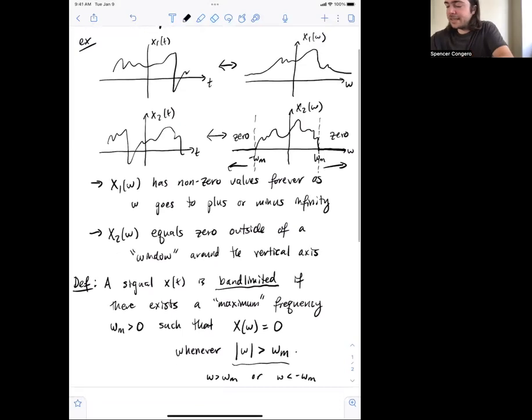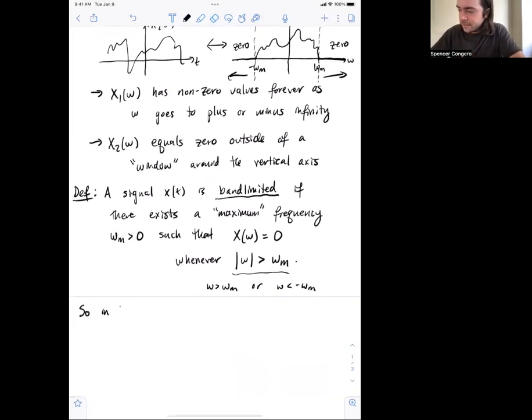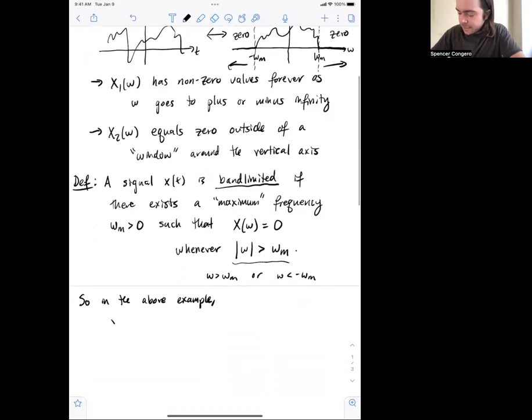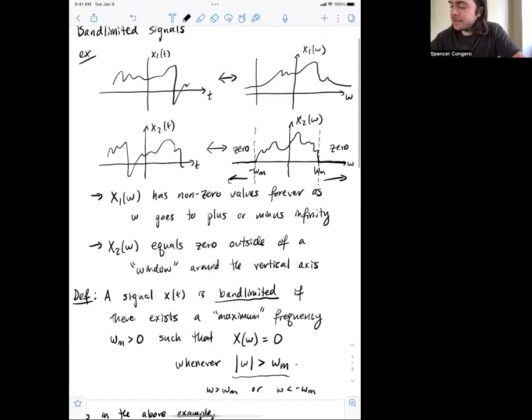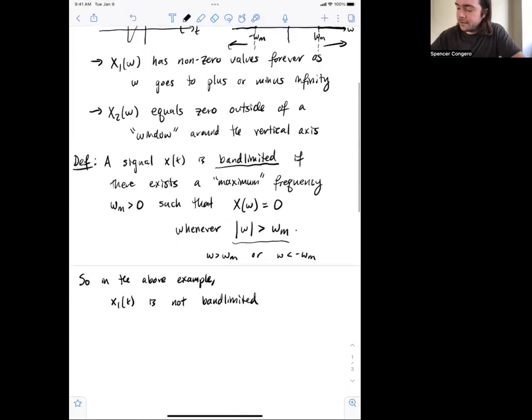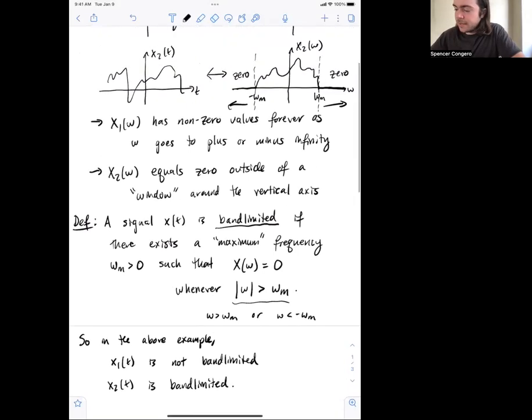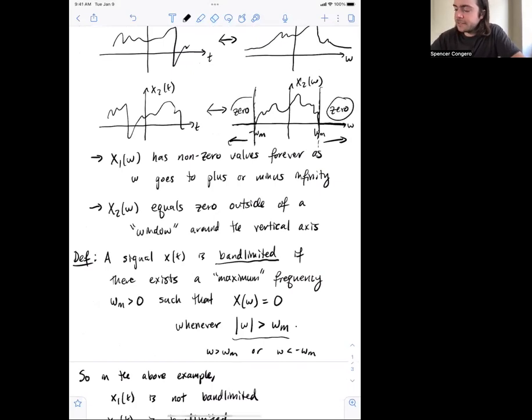Okay, so let me just write down what I said about that example. So in the above example, x1 of t, as we were just saying, is not band limited, right? Because I can't put any bars and have my function be 0 outside of it. There's always places outside of it where it's non-zero. But my function x2 of t is band limited, because I can put these bars here and the function is 0 outside of them. Okay, that's band limited.